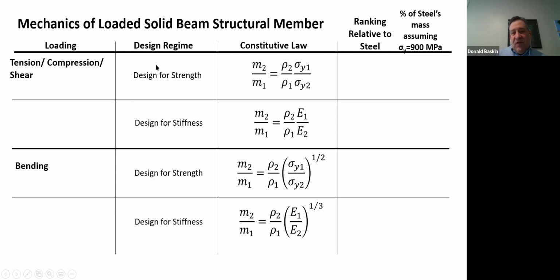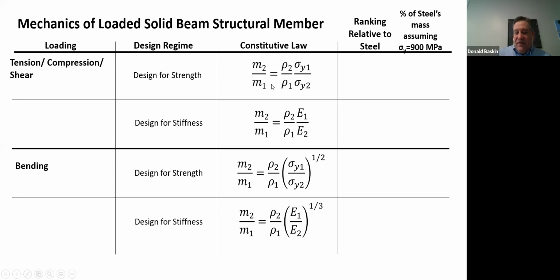And then you have to start thinking about this in terms of different design regimes. Am I designing for stiffness? Am I designing for strength? Okay, and then you can use one of these constitutive laws to help you pick a material that is lighter and stiffer and stronger. I'm sorry, pick the geometry that's lighter, stiffer, and stronger. So really important: modes of loading, design regime, constitutive laws.